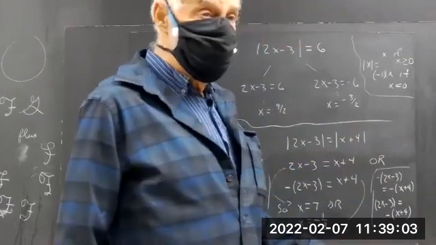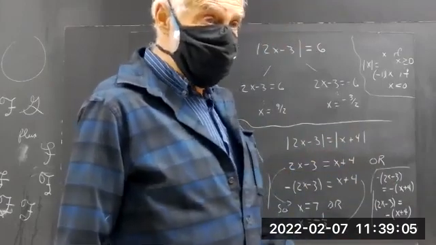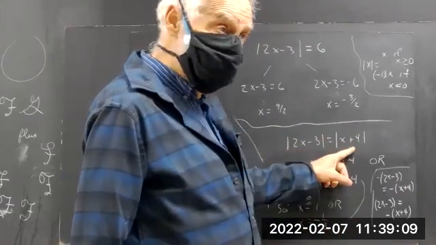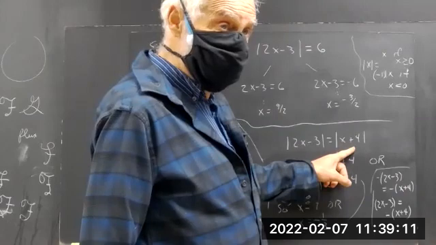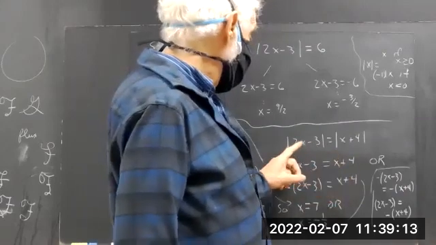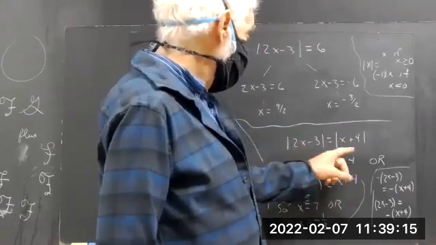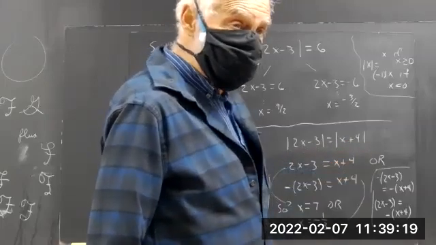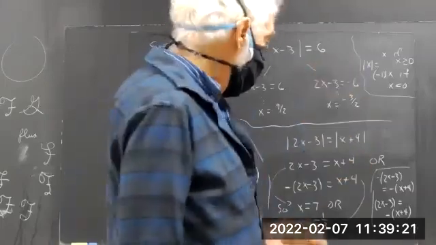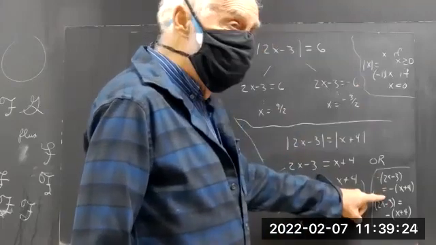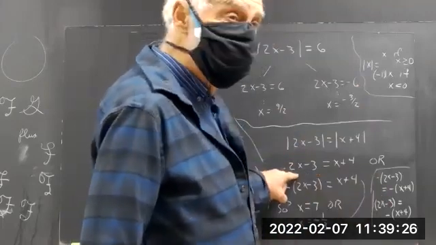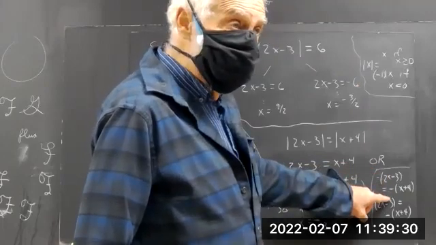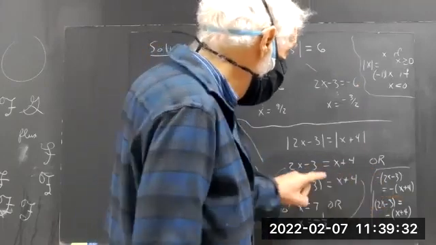That's all possibilities. In other words, we either have this or it's negative. So we either have a positive and a positive, a negative and a positive, or a negative and a negative. That's four possibilities. But this equation is identical to this equation because we can multiply by negative 1. If you multiply by negative 1, this equation becomes this equation.